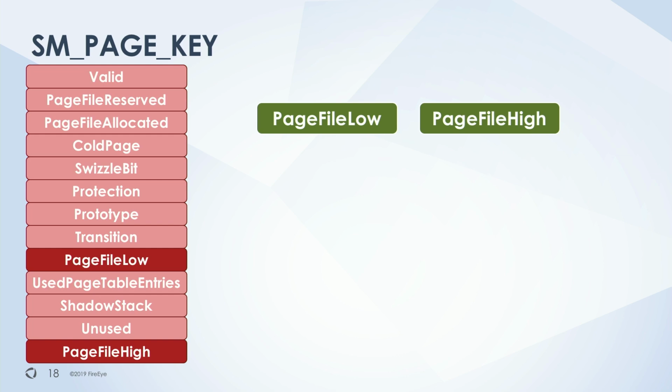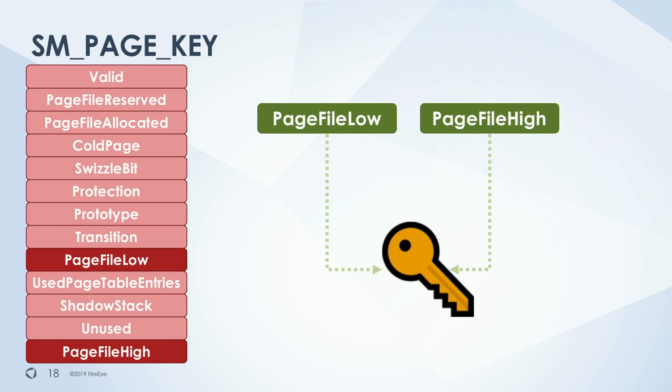We shift pagefile low left by 28 bits and then OR it with pagefile high to ultimately derive our SM page key. Now, that algorithm is subject to change and has changed a little bit in 1803 and 1809. If you're interested in that, you can check out the volatility source. It's very clearly defined there.